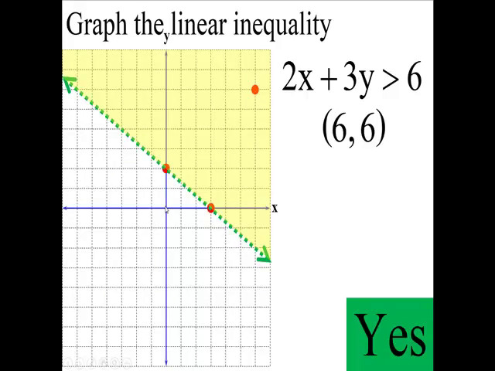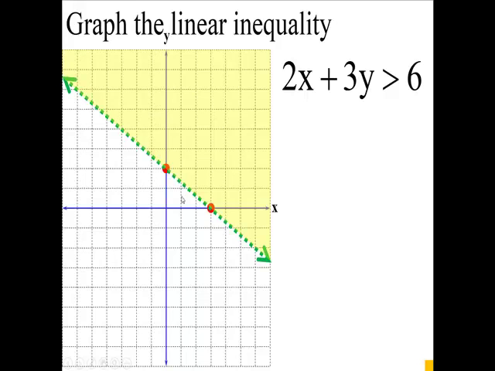The point 0, 0 doesn't work, does it? Well, what is 2 times 0? 0. What's 3 times 0? 0. 0 plus 0, 0. Is that bigger than 6? No, this point doesn't work. But every point on this side of the dashed line works, and none of these do. So I just graphed the linear inequality.